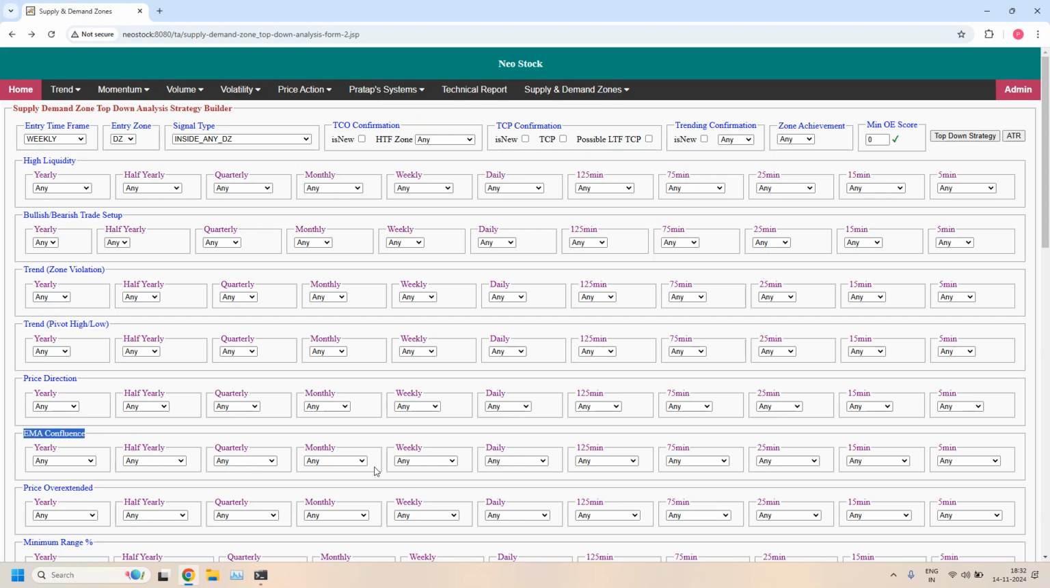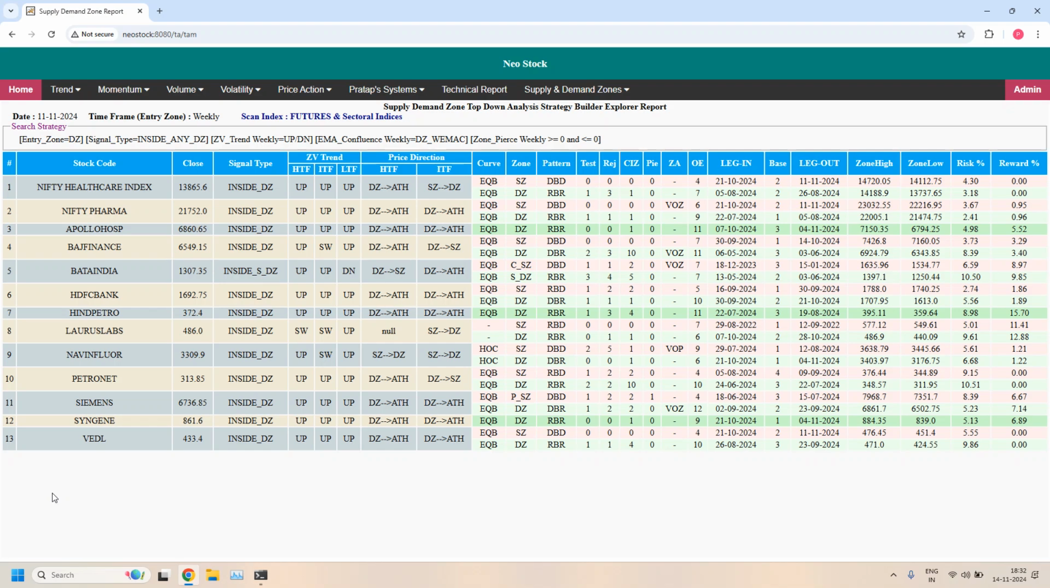In the EMA Confluence, weekly time frame, weekly demand zones having weekly EMA Confluence. But this EMA Confluence should not have sideways trend. So that's why in the trend, weekly time frame, I am selecting up or down, but not sideways. Let's filter. We got 13 stocks. So all these 13 weekly demand zones are having EMA Confluence, and also currently price closed inside the demand zone, and some of these demand zones are high liquidity demand zones.